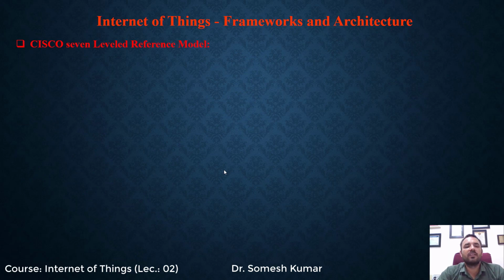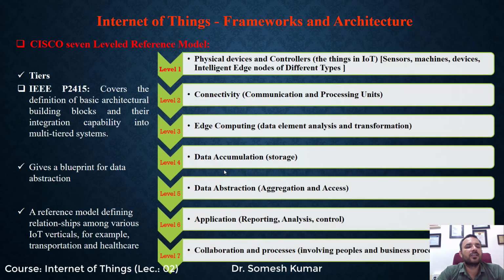Next one is the Cisco 7-level reference model. Basically, Cisco gave a 7-level model for the IoT. These levels are also called tiers. All these levels are the same as we already discussed in the previous architectures. The only difference is that different companies like Oracle and Cisco give different IoT frameworks or architectures. In the broad way, all these models have the same meaning.